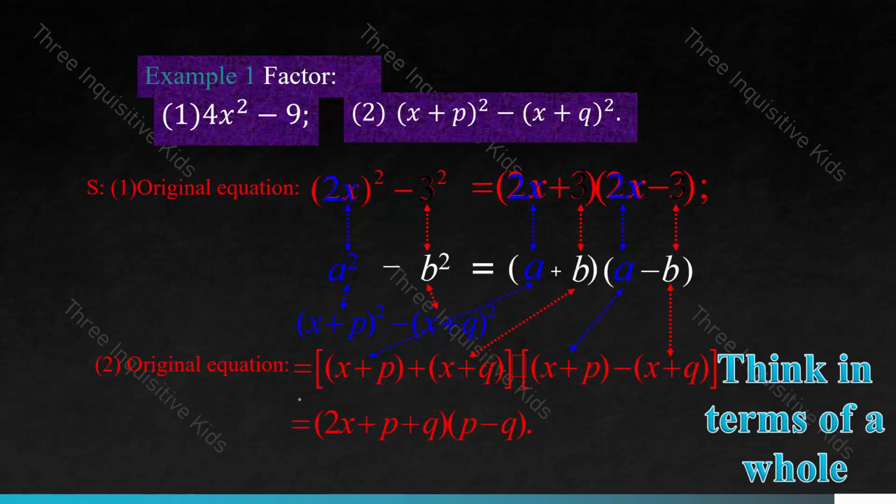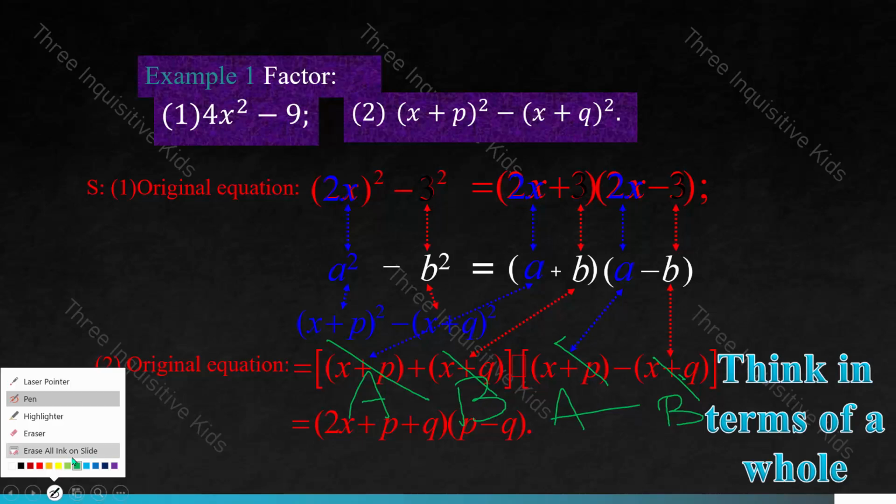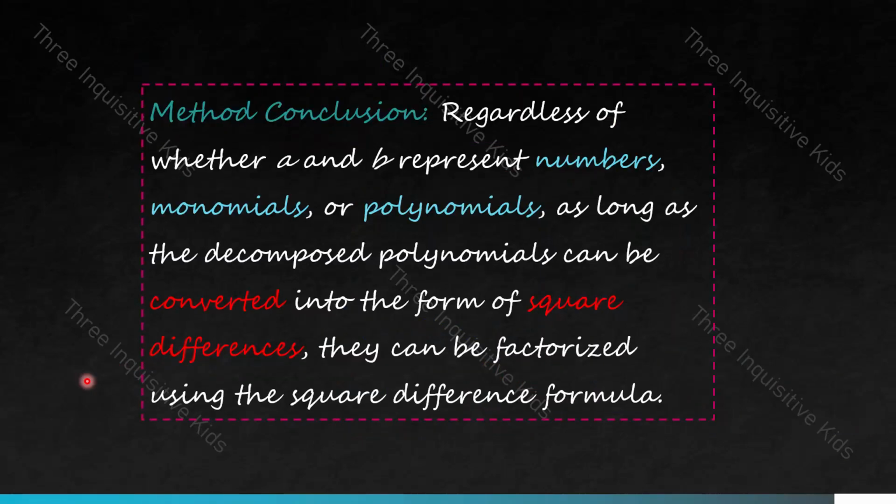So this can help even if you decide to replace it with another variable. Say you replace x plus p with capitalized A and x plus q with capitalized B. So this would also be A and this would also be B. Now this can help you think in terms of a whole because an entire expression is being represented with one variable. So here is our method conclusion.